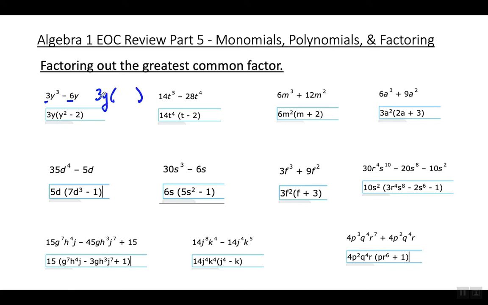Now just ask yourself, 3y times what will give you 3y to the third power? 3y times y to the second power. Now, 3y times what will give you negative 6y? 3y times negative 2. That's how I get my answer.